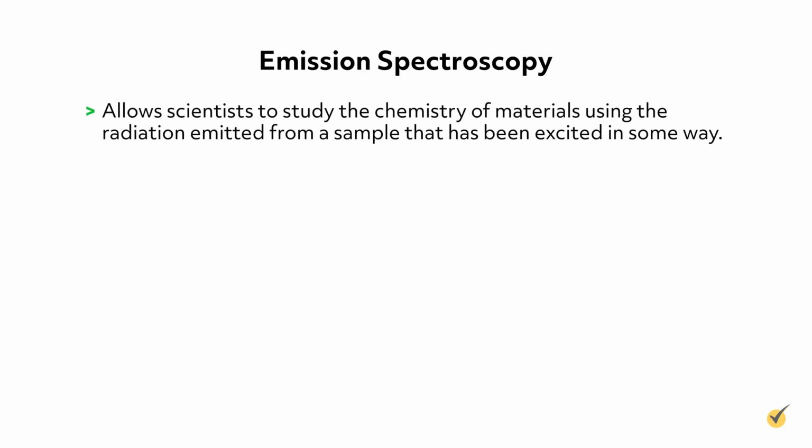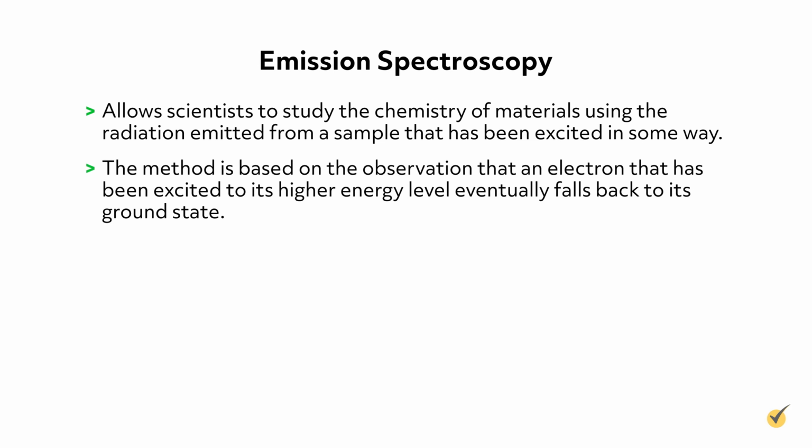Electron emission spectroscopy allows scientists to study the chemistry of materials using the radiation emitted from a sample that has been excited in some way. The method is based on the observation that an electron that has been excited to its higher energy level eventually falls back to its ground state.